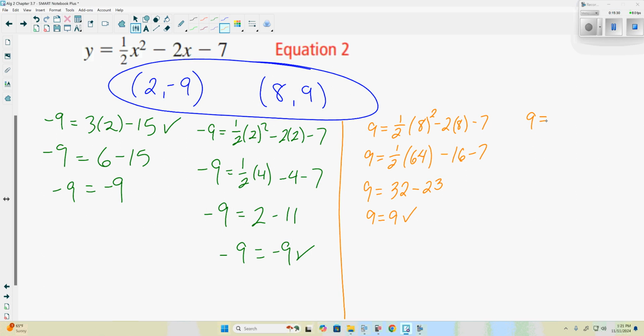In our other equation, 9 is equal to 3 times 8 minus 15. 3 times 8 is 16, 8 and 8 is 16, 24. Way too big. And 24 minus 15 is, lo and behold, 9. Yes. Questions on how we solve these by graphing? All right.